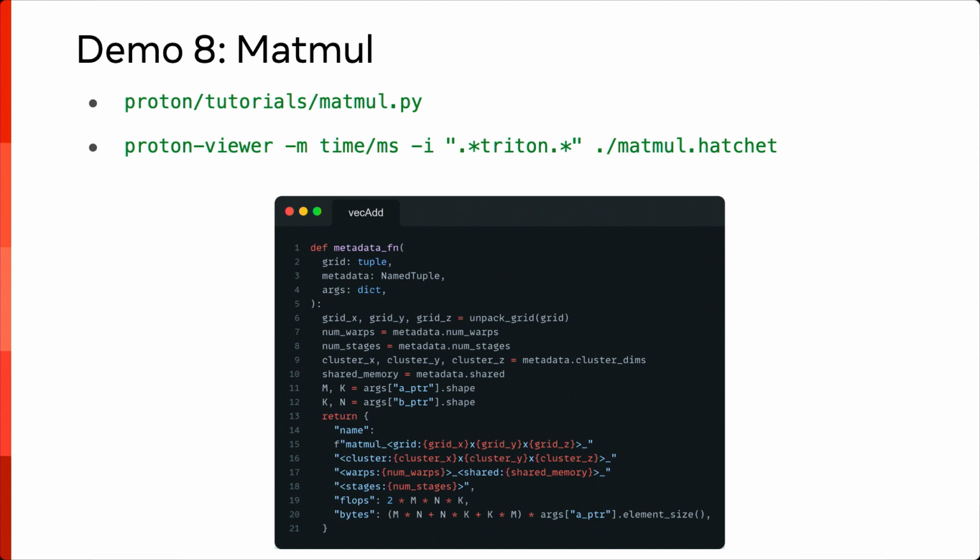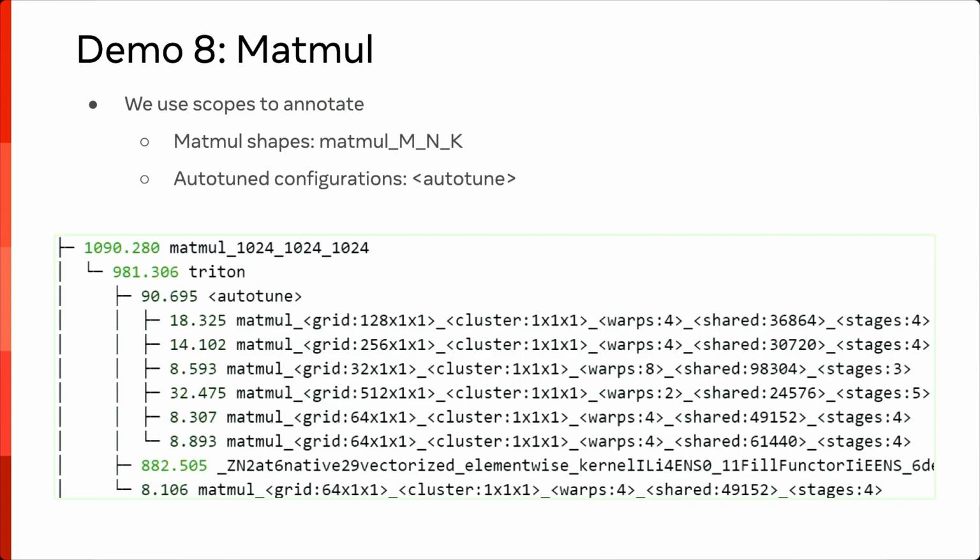I want to point out that in addition to these calculations on CPU, you can even invoke a GPU kernel in the metadata function if you want to calculate some specialized metadata quickly. Okay, so after applying this metadata function on top of the original kernel decorator, here's the Proton view we're going to get. We actually use scopes to annotate matmul shapes. In this case, what you're seeing is the kernel performance achieved by m equals 1024, n equals 1024, and k equals 1024.